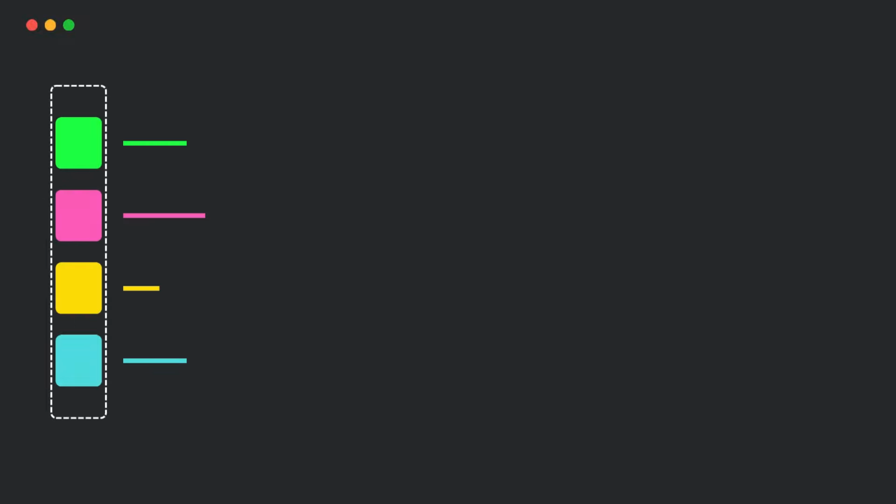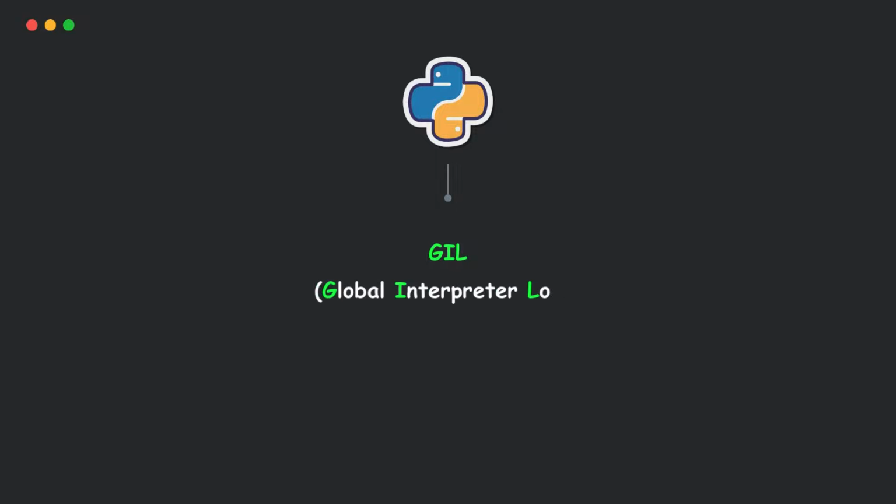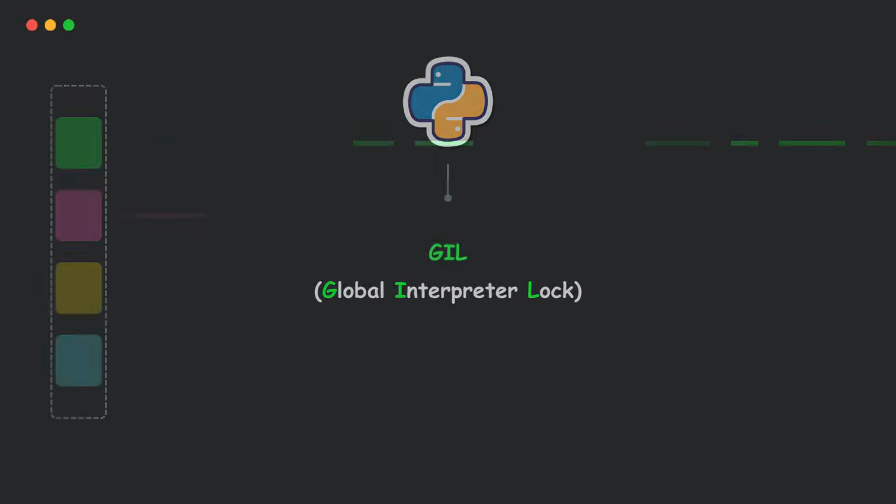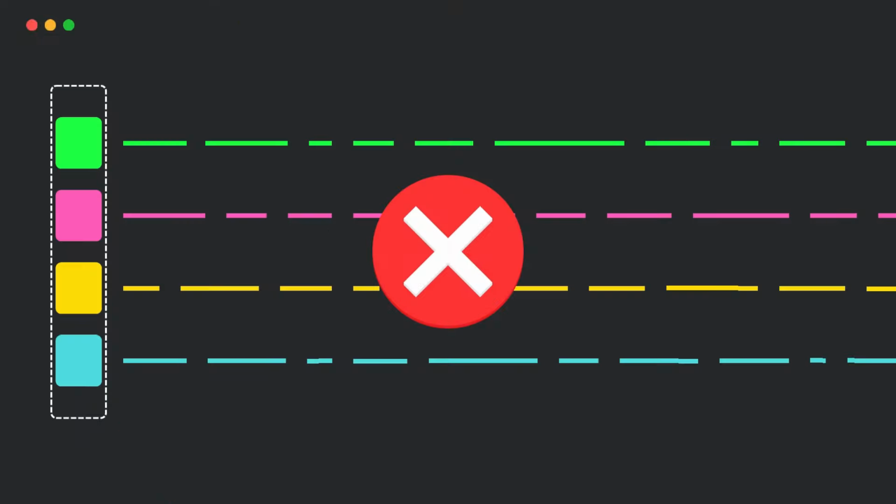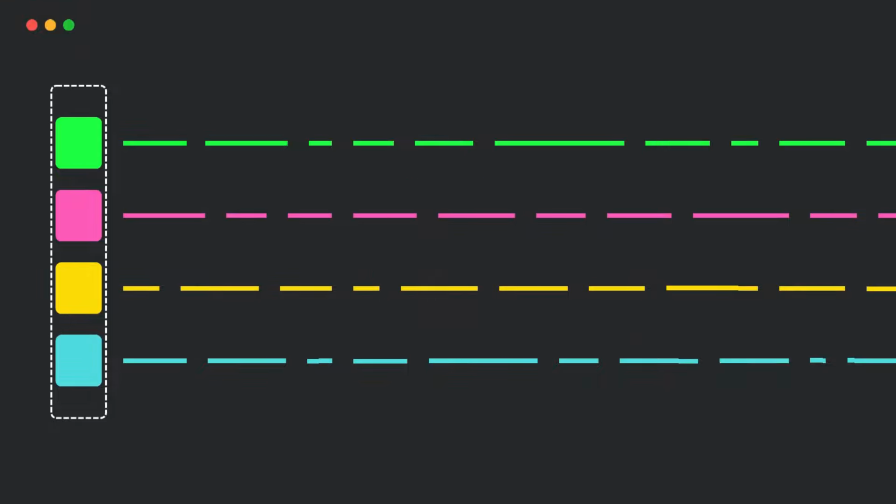Can true parallelism be achieved in Python? Well, you've probably heard that Python has this thing called the GIL, the Global Interpreter Lock. And because of it, people often say you can't do true parallelism in Python. But is that really the case?